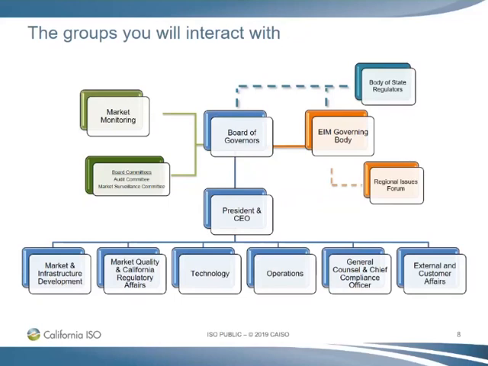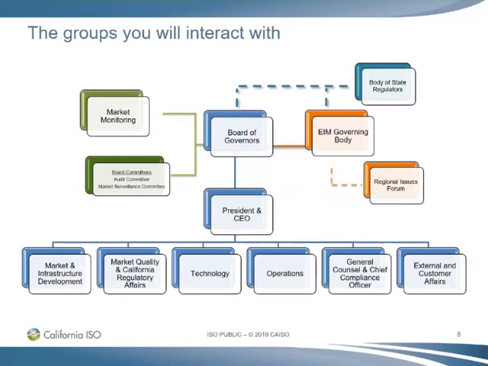The EIM governing body is ancillary to the Board of Governors and exercises delegated authority from the Board of Governors over Western Energy Imbalance Market rules. There is also a body of state regulators that includes representation from 8 states responsible for advising the EIM governing body and ISO board on matters of interest. There is also a regional issues forum that is the public vehicle for stakeholders to discuss EIM-related issues, including impacts to neighboring balancing authority areas.